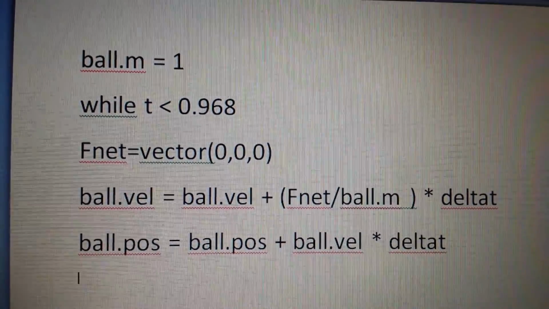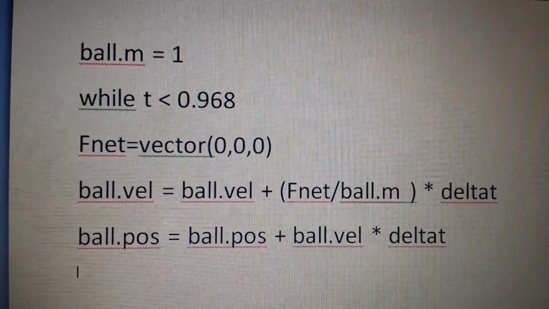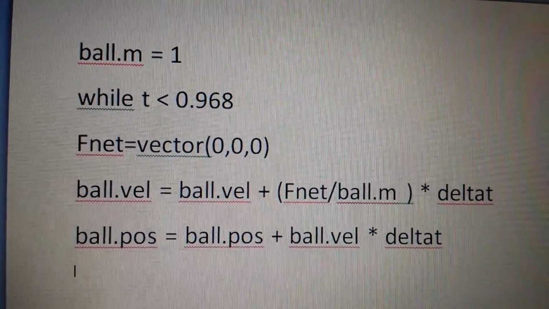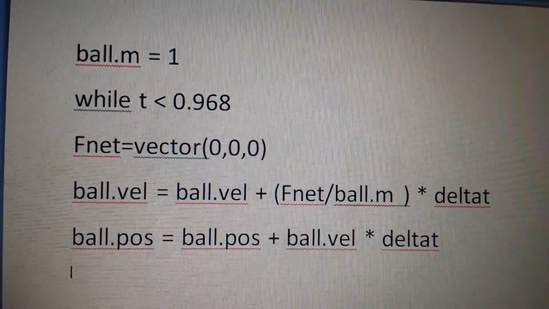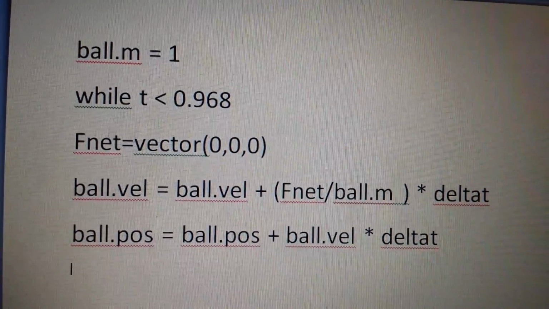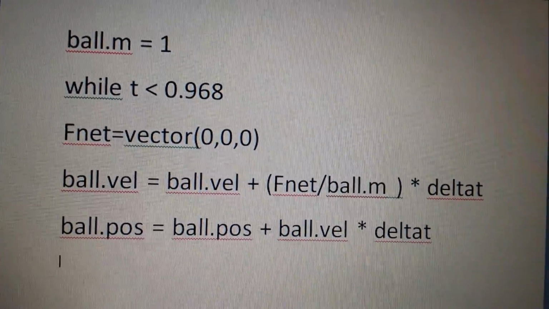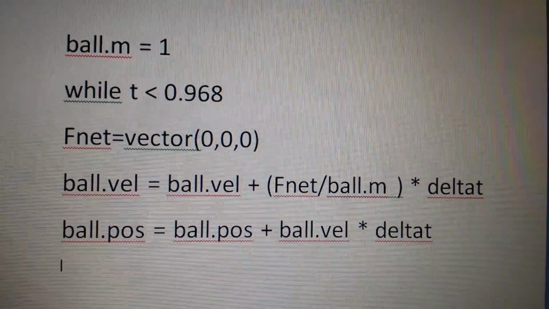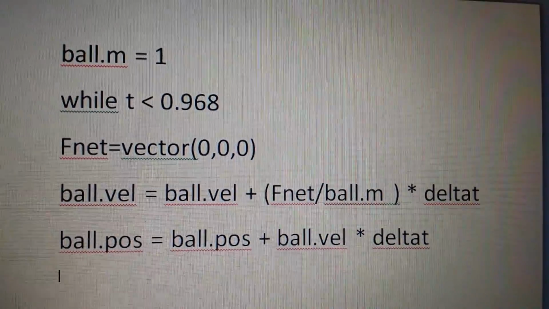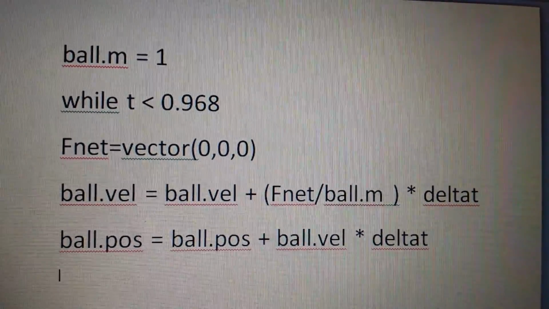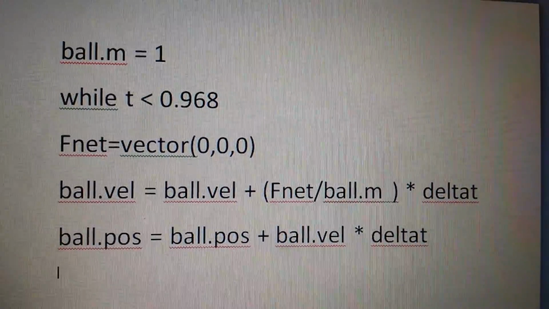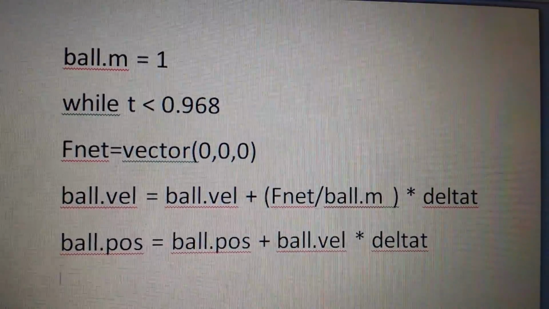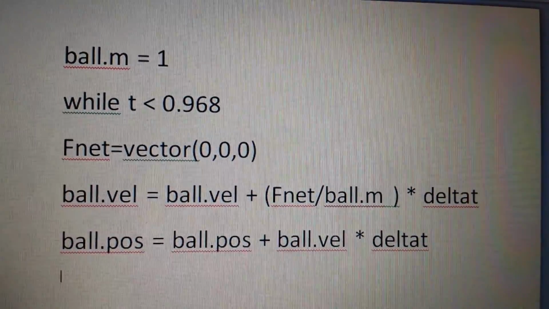Now for starters, I assume the net force of all the pushes and pulls to be zero, represented by the third line I have here, F net equals vector 0, 0, 0. Now let's go through each of these 5 lines, which represent 5 lines of VPython code. The first line, ball.m equals 1, represents the mass of the ball. The ball that rolled across the desk that I analyzed using Tracker was roughly 1 kilogram, which is why I had ball.m set equal to 1.